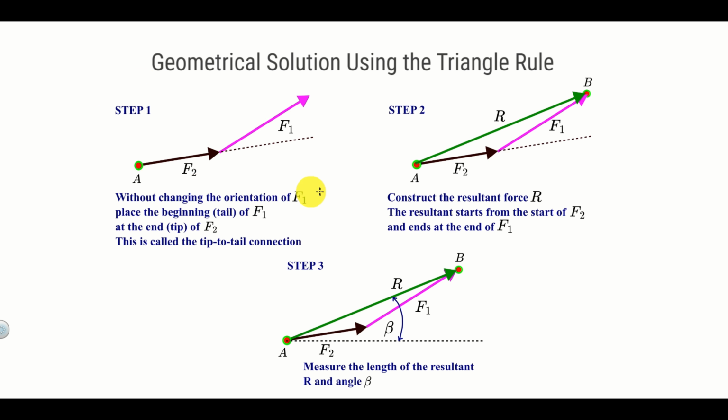Then, in step number 2, we construct the resultant force R. The resultant force starts from the start of the force F2, that is, from the point A, and it ends at the end of F1 that's been translated. And here is the resultant force R. Then, in step number 3, we measure the length, or better to say, the intensity of the force R and the angle beta. And that's it.